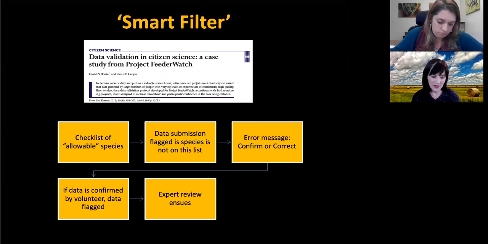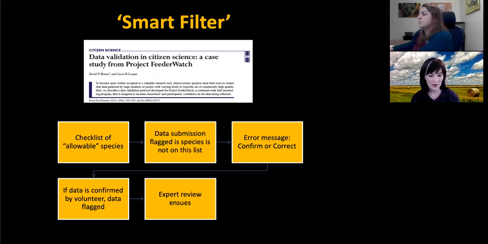But if they insist, you know, like, no, this is definitely what I saw, if the data is confirmed by the citizen scientist or by the volunteer, that data point still gets flagged. So again, here comes that expert for review. The expert goes in, and it's quite possible that the volunteer did see something. What I like about this is that it allows for new records.